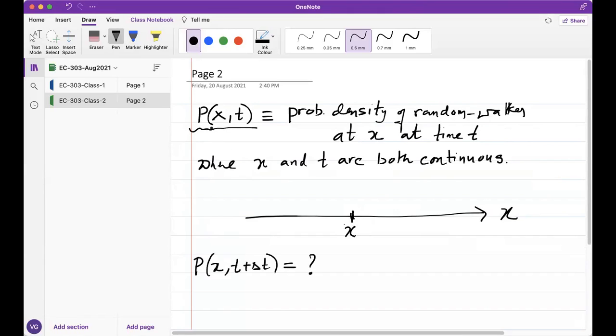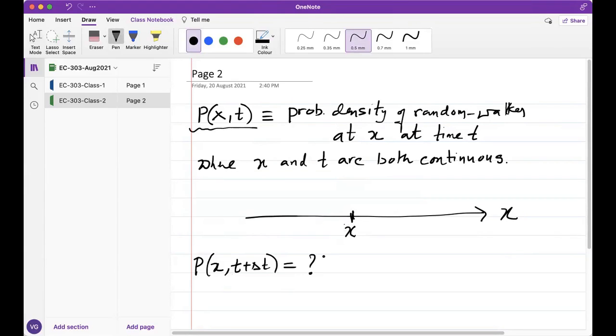So there is some value for this right now: the probability that the animal is at x at time t. We want to know how this value changes. That's what we would like to understand. Okay, so now just think about the following. What are the ways by which the probability will reduce? What are the ways by which the probability will increase?